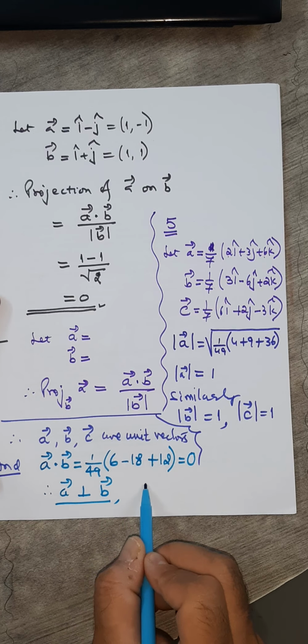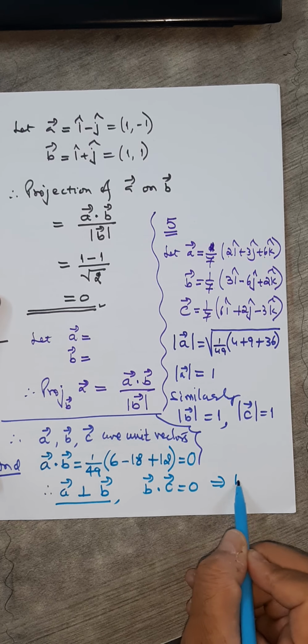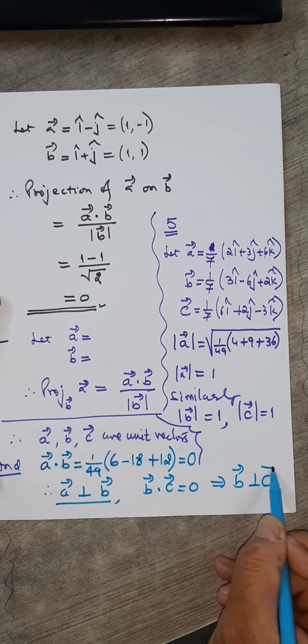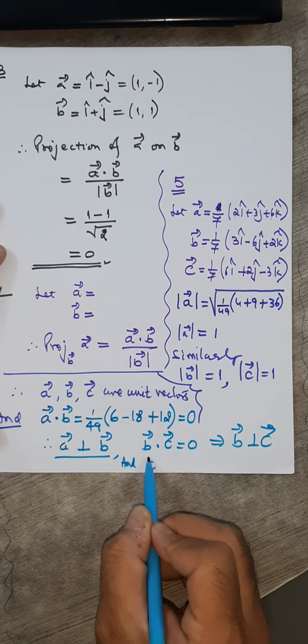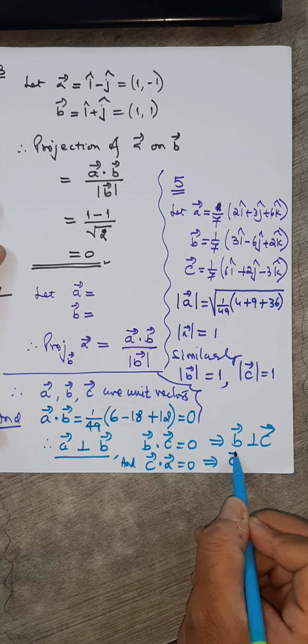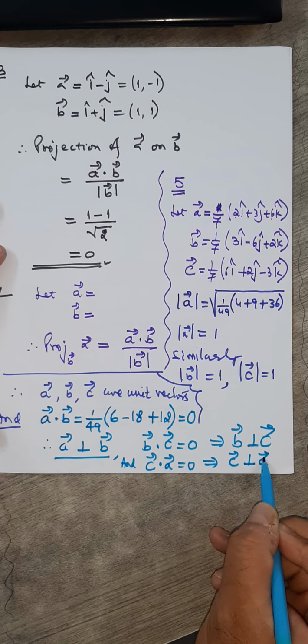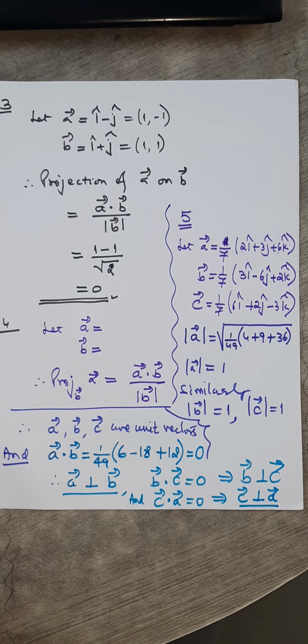Same way, you show that B bar dot C bar equals 0. It implies vector B is perpendicular to vector C. And you show that vector C dot vector A equals 0. That means vector C is perpendicular to vector A. Right? This much I leave it to you. I'm sure you can do it.